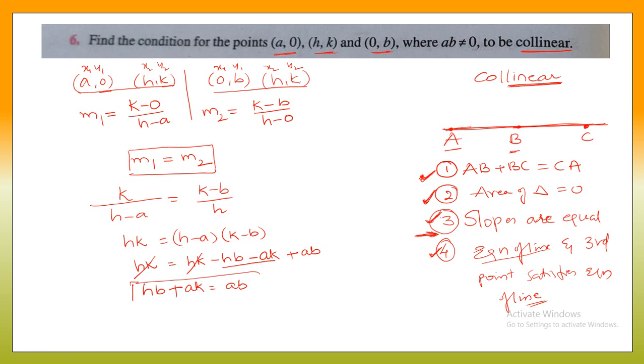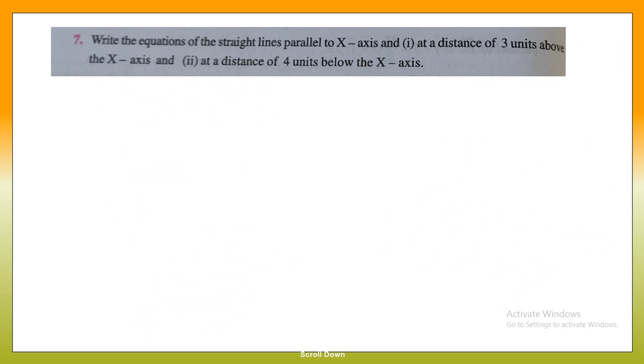You can say this is my condition that these 3 points are collinear. Otherwise you can divide with AB, and then I am going to have H by A plus K by B is equal to 1. This can also be the condition that we write. Either you represent it this way or that way, both are the same, right? So in this problem we have discussed the concept of collinearity. Next, moving on to one more question, question number 7.